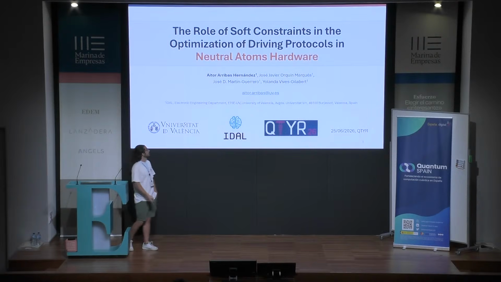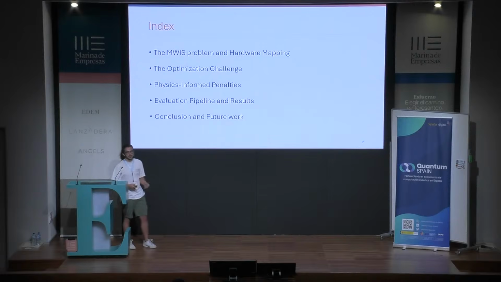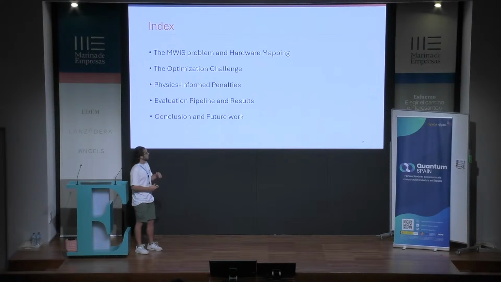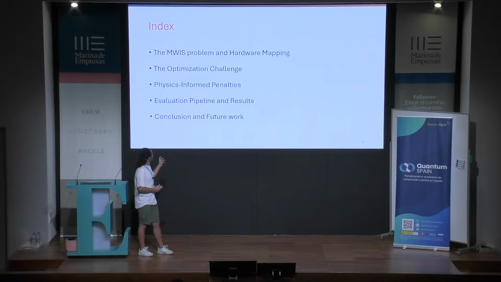Well, my name is Aitor, and I'm going to talk about that. To give you a quick roadmap of this talk, I'm going to start by talking about the maximum weighted independent set problem and how we map it into the neutral atoms hardware. Then I'm going to talk about the energy vanishing gap and how this threatens our optimizations, and then how we solve this by introducing physics-informed soft constraints. Then I'm going to talk about the evaluation pipeline that we've designed, the results, and I will end up with the conclusions and future work.